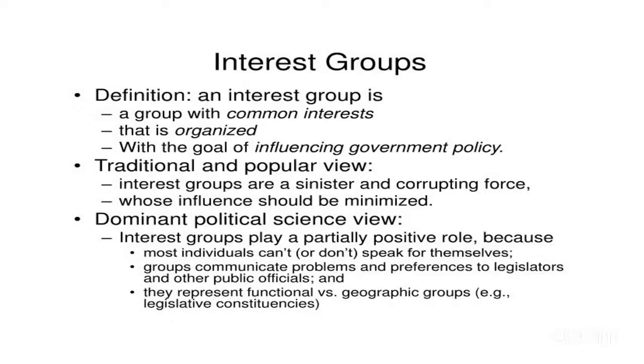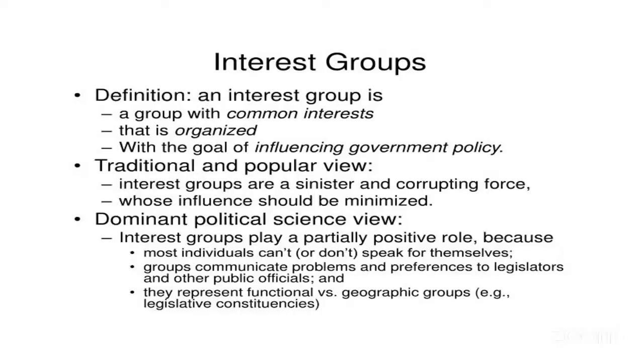Then we have the dominant political science view. That's another view of interest group. It says that interest groups play a partially positive role. Most of them are individuals who can't speak for themselves. That's what the political science view says. It says there are groups that communicate problems and preferences and use legislation, or they use public officials, and they represent functional geographic groups. It depends on the constituency. So you look at this when you look at the definitions of interest groups. So this will guide your understanding. It will guide the people you want to look at.